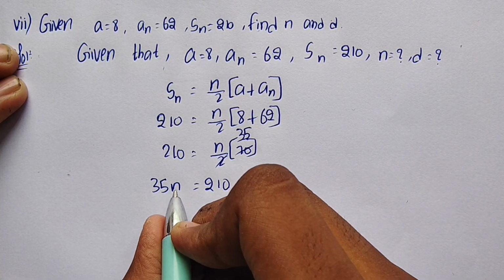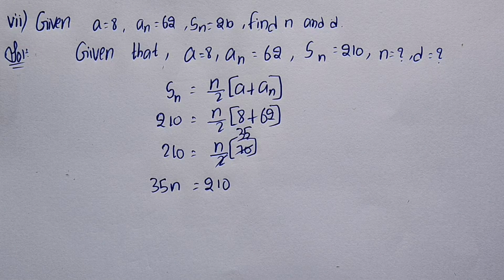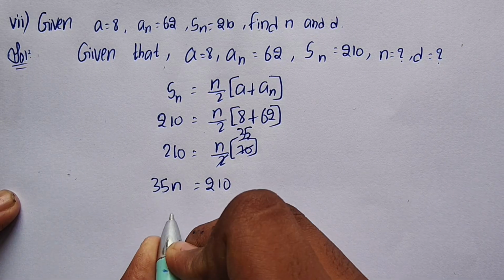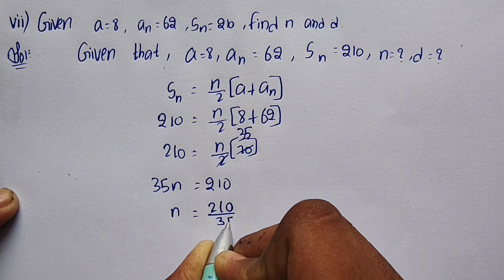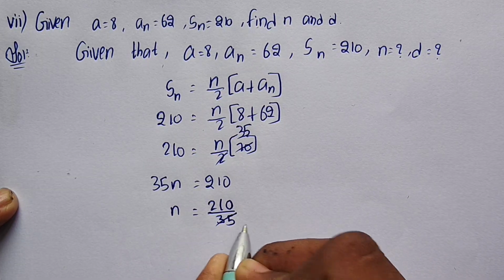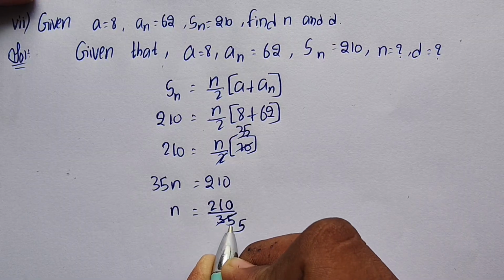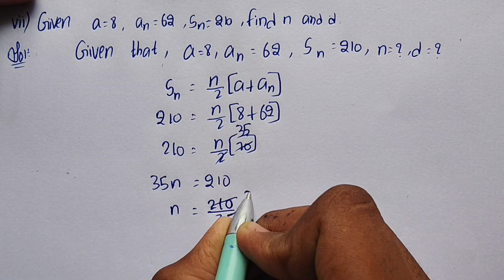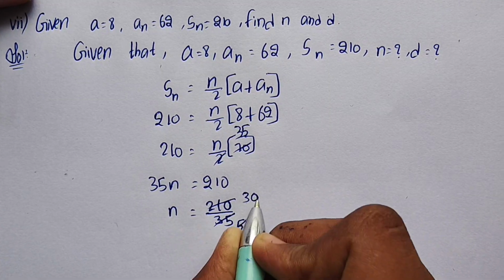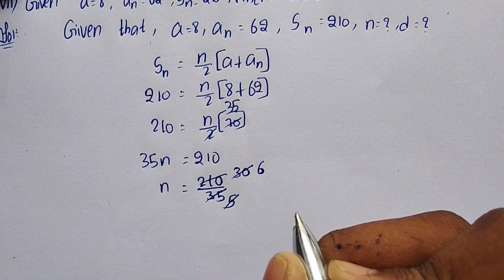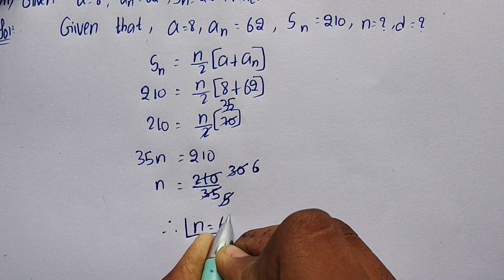Here 35 is multiplying the n. If we transpose 35 to the right side, it will divide the 210. So n is equal to 210 by 35. Here I am taking the 7 table. 7 fives are 35, 7 threes are 21, 7 zeros are 0, 5 ones are 5, 5 sixes are 30. So therefore we got the value of n is equal to 6.